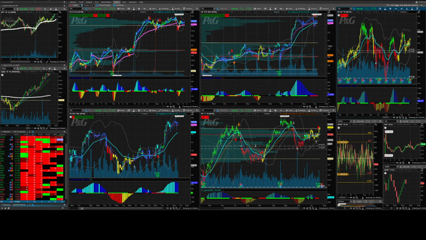Okay, so any questions on what I did there in Thinkorswim to scan through charts on multiple time frames? I'm going to switch over to TradingView, so if you have any questions, now would be the time. Okay. With no questions, I'm going to jump over to TradingView, and we're going to mark these charts up.